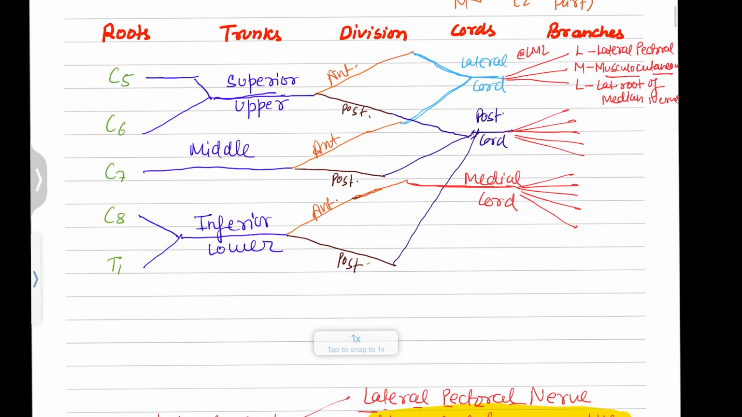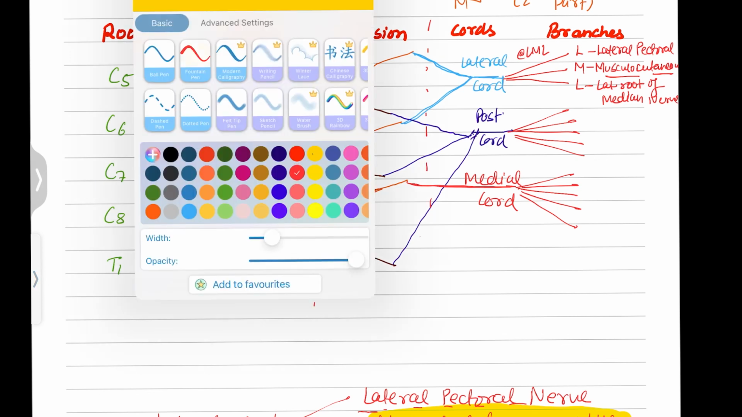See, there was a question one time. The question was like, which of the following doesn't give off a branch in the brachial plexus? And that is nothing but the division part. I will show you why. Let me make the nerve like this.